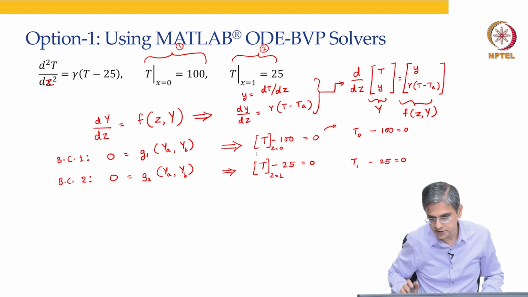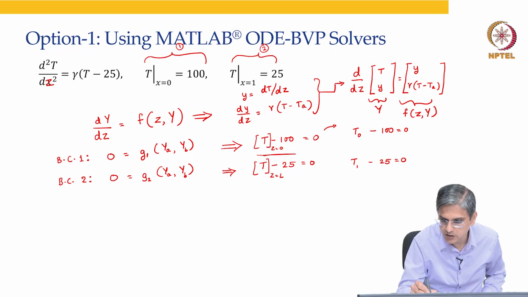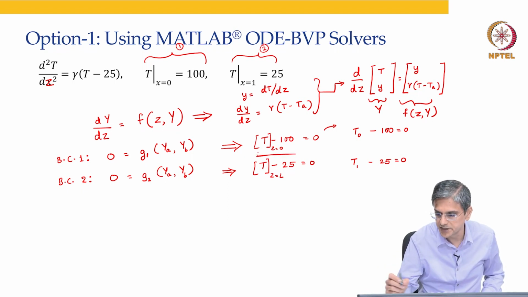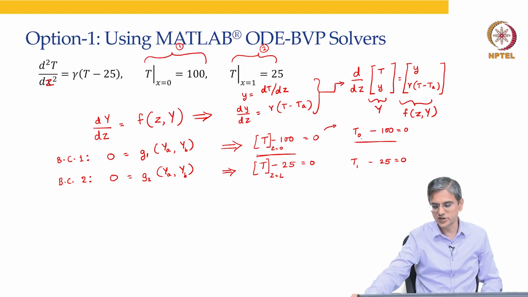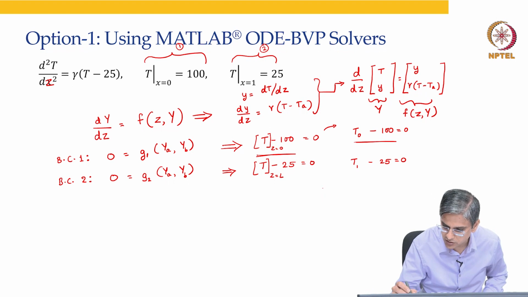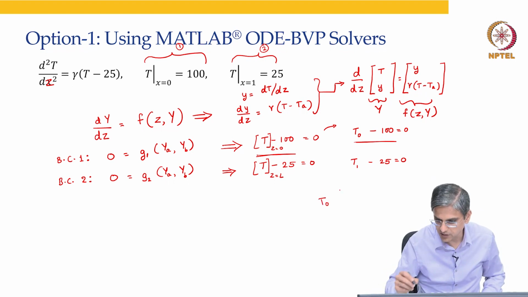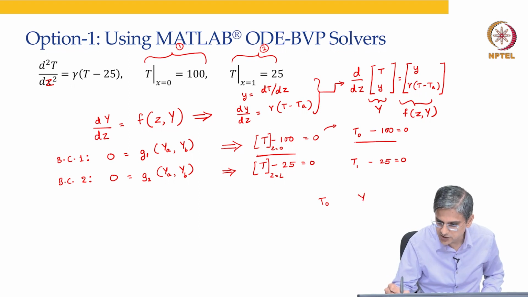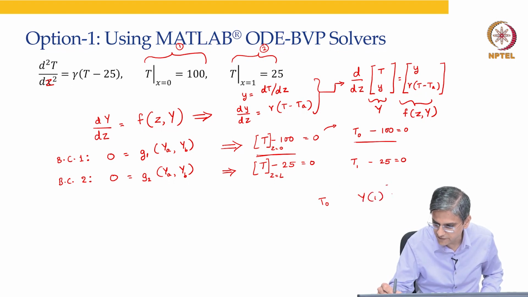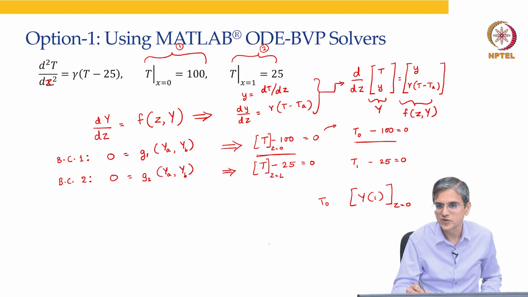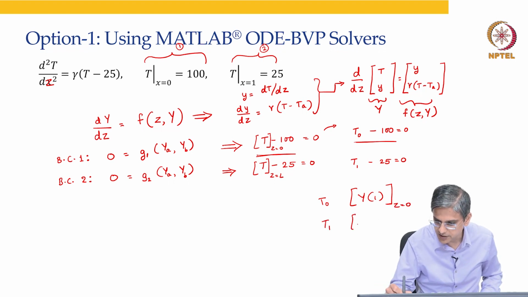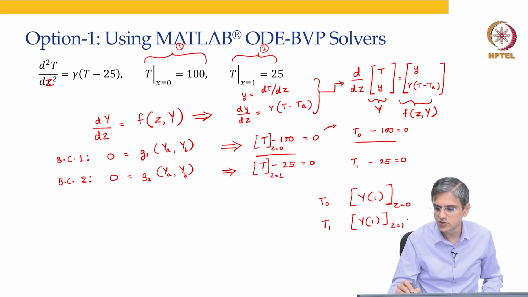The first boundary condition was T0 minus 100 equal to 0, right. So that was our first boundary condition. Now what is T0? Okay, I made a mistake and I will come to that. T0 is nothing but y1 at location z equal to 0. Okay. T1 is nothing but y1 at location z equal to 1.